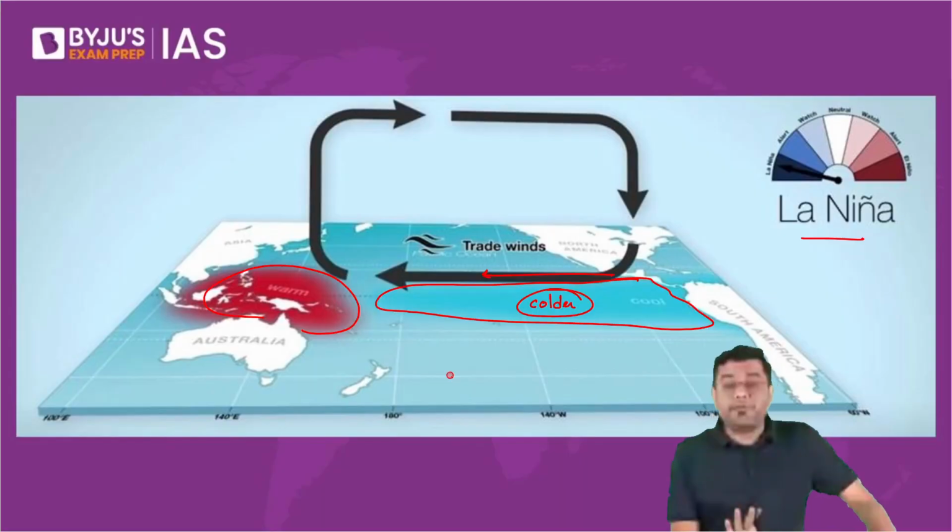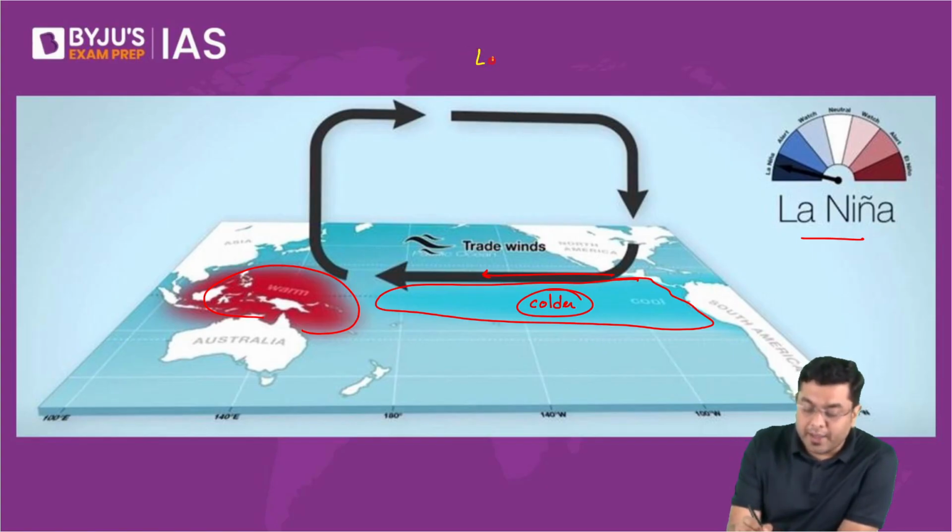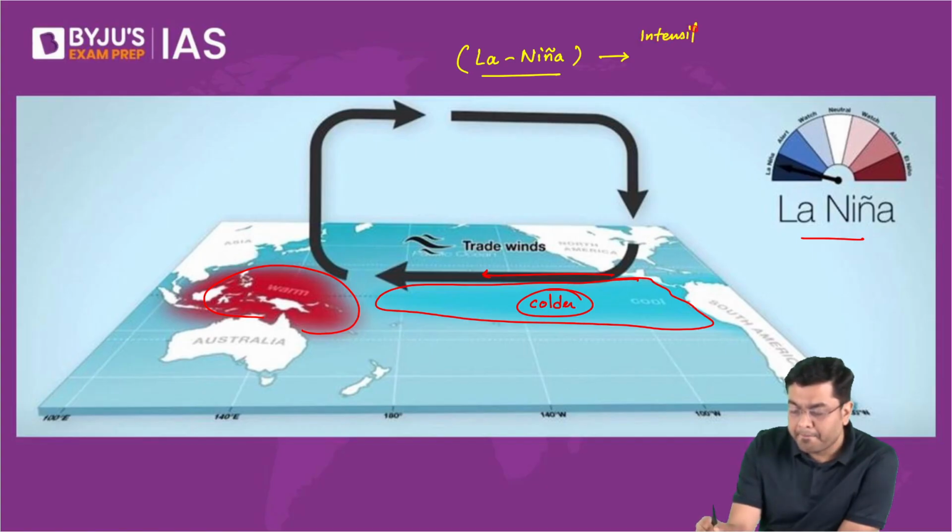So that is the phase of La Nina. This is also referred to as the cooling phase of the Pacific because you have a spread of the colder water. So this is your condition of La Nina. La Nina is nothing but a much stronger and much more intensified Walker circulation. So this is your La Nina condition, which is nothing but intensified Walker circulation.